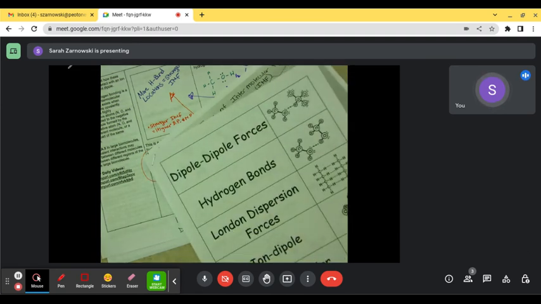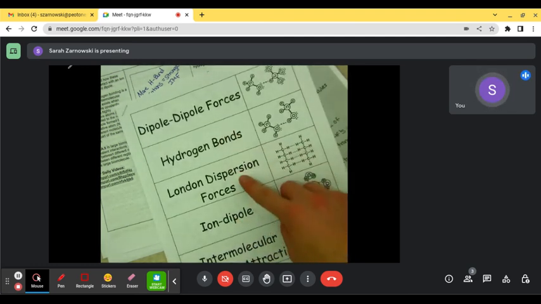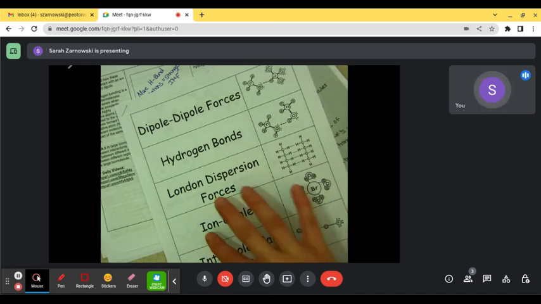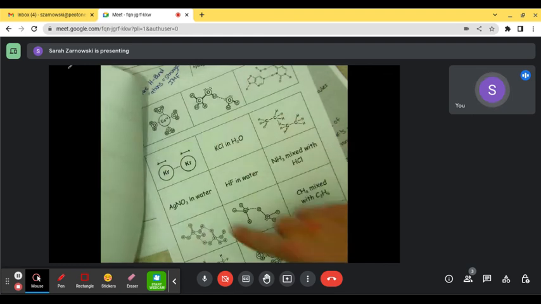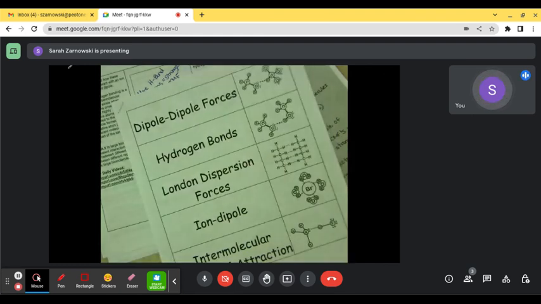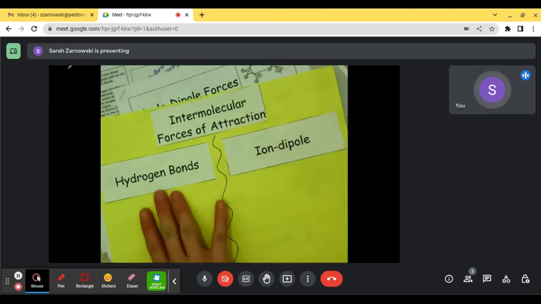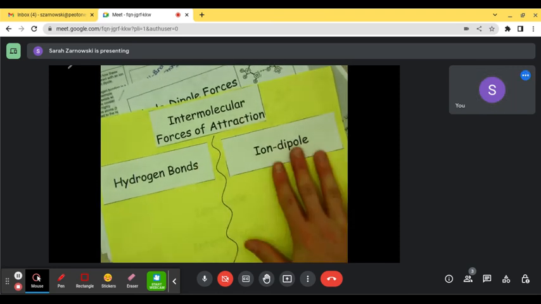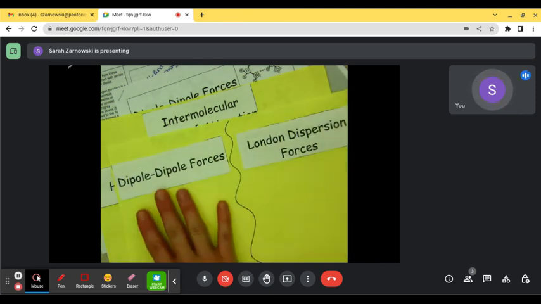And then what I want you to do with the cutout stuff here, so I gave you this and I attached yellow sheets, so I kind of did it for you. These are going to be the headings right here: dipole, hydrogen bonding, LDF, ion dipole, and intermolecular forces. Those are the headings. And then you are going to paste these examples under the heading they should be with. So for instance, I have intermolecular forces of attraction at the top. I glued hydrogen bonding first and then ion dipole, and then I drew a little squiggle to separate them. And then on my second sheet of paper, I did dipole and London dispersion.